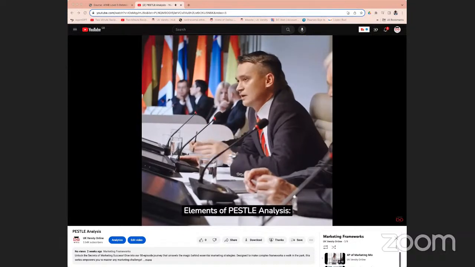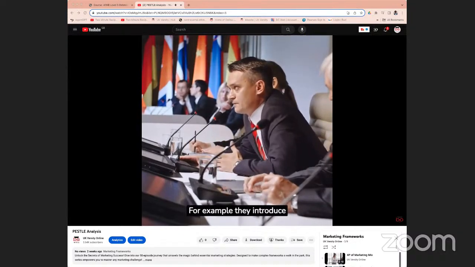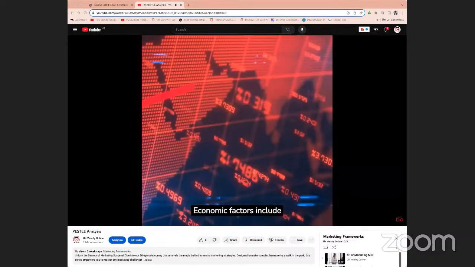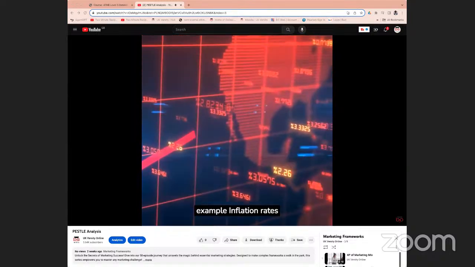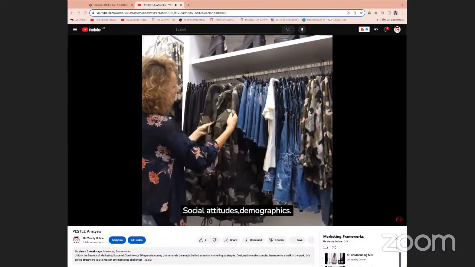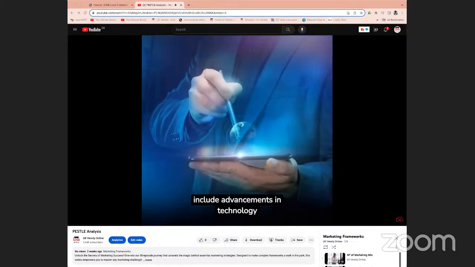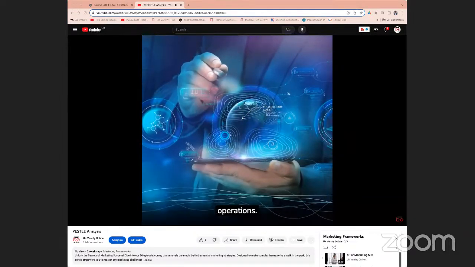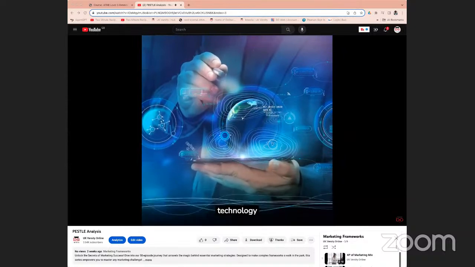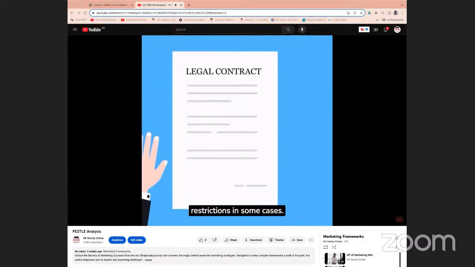Elements of PESTEL analysis: political, government policies, stability. For example, they introduce trade tariffs. Economic factors include indicators of economy and trends. For example, inflation rates. Sociological cover social attitudes, demographics. For example, consumer trends. Technological factors include advancements in technology or changes in technology which can affect business operations. For example, 5G technology. Legal factors cover legal regulations, laws and restrictions in some cases.